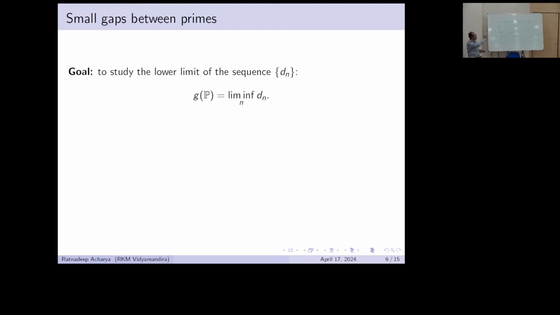So suppose it is finite. What does that mean? If it is finite, then we can say it is C, some real number C. You know that it should be an even number, right? And so G of P is C. What does that mean? It means there exist infinitely many pairs of consecutive primes which differ by C, right?